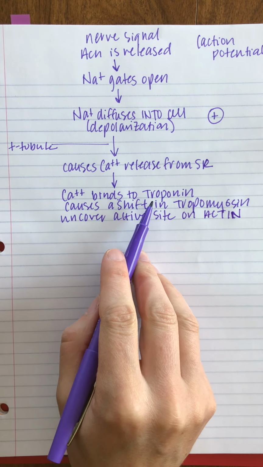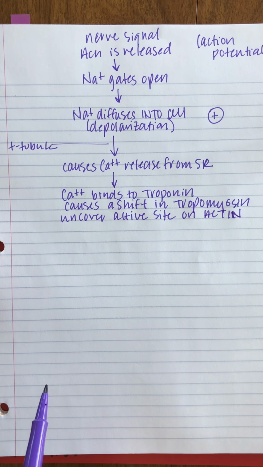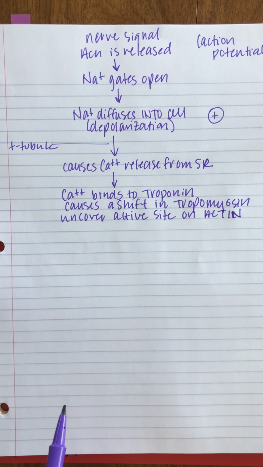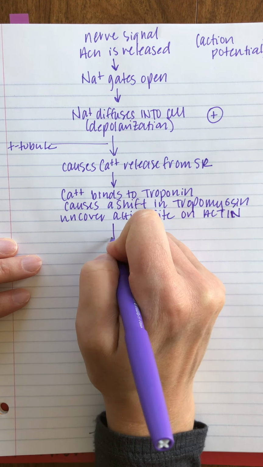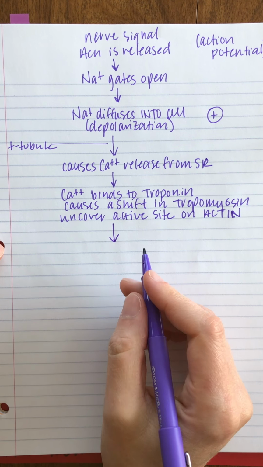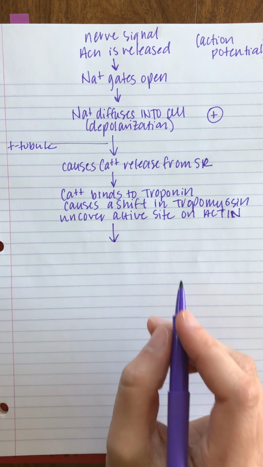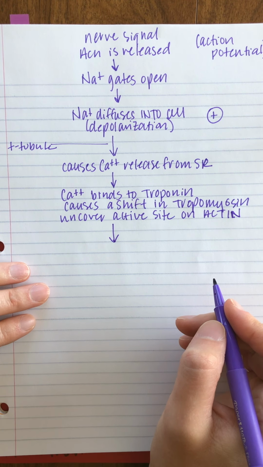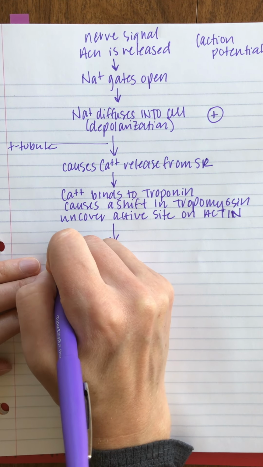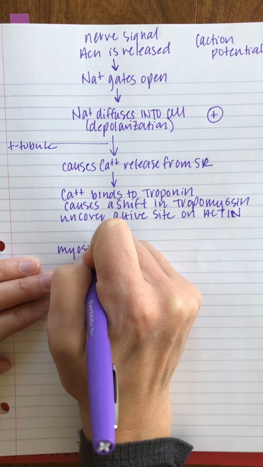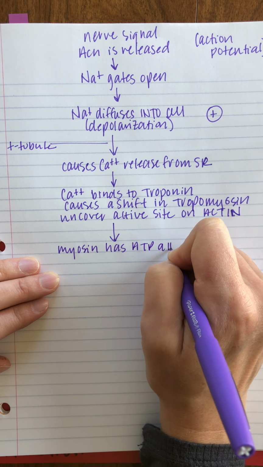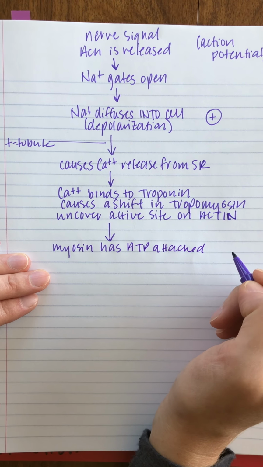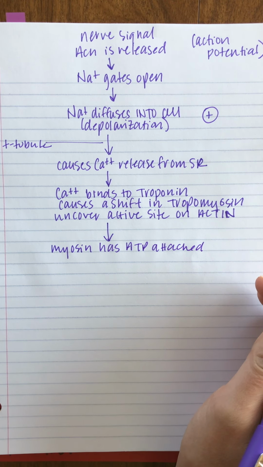So calcium binds to troponin, tropomyosin shifts, kind of like a double helix shifting around, and then the active site that's on actin is open and available for myosin to bind to it. Okay. So myosin at this point has an ATP attached to it. So I'm kind of adding to my normal. But myosin has ATP attached. Okay. I'm going to write this off to the side a little bit.